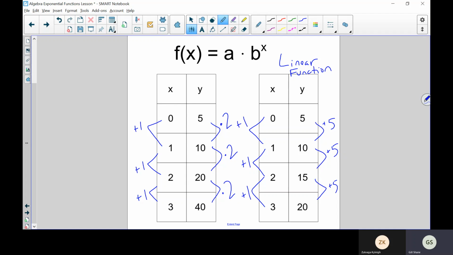So if the pattern is based on multiplying, you do need to make sure you write pattern in the y values, just so you don't ever get confused about the fact that the x's are adding 1 every time in both tables. It's always based on the y values. Then it is an exponential.